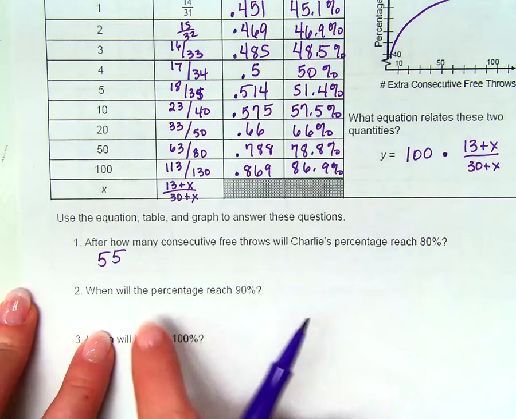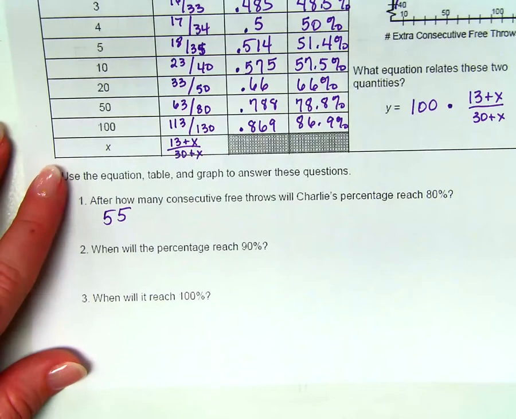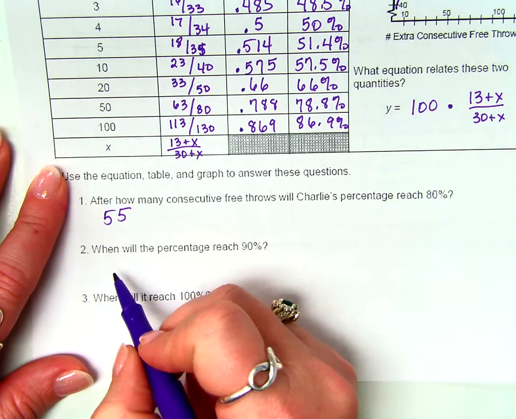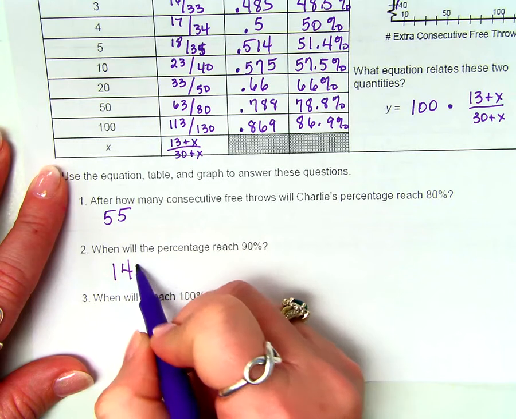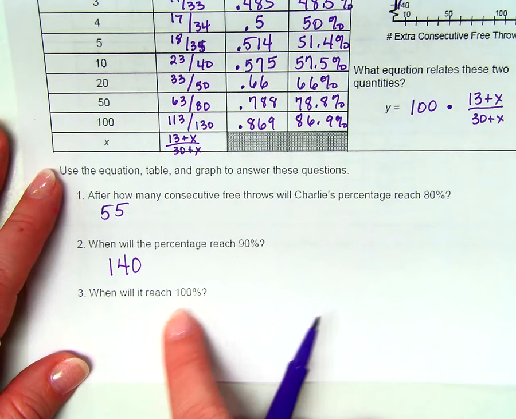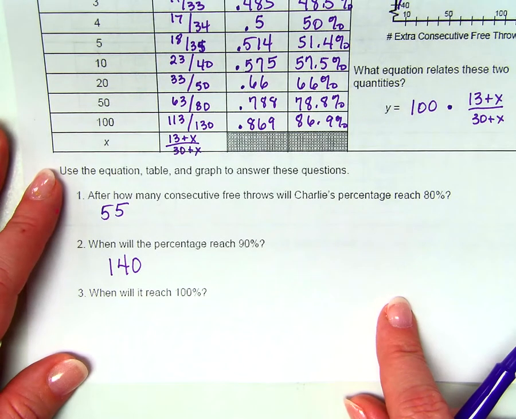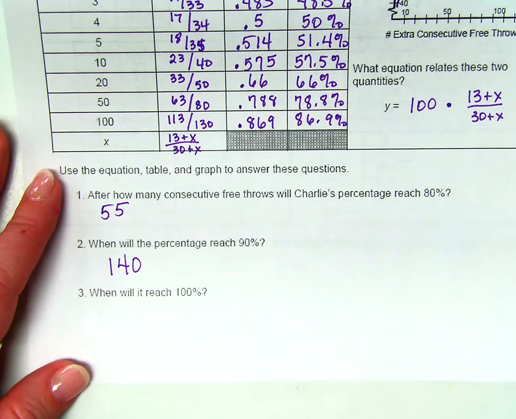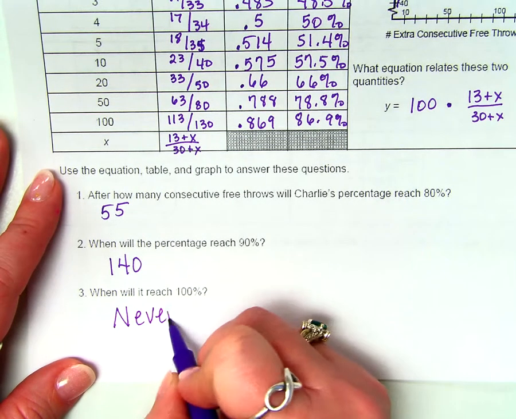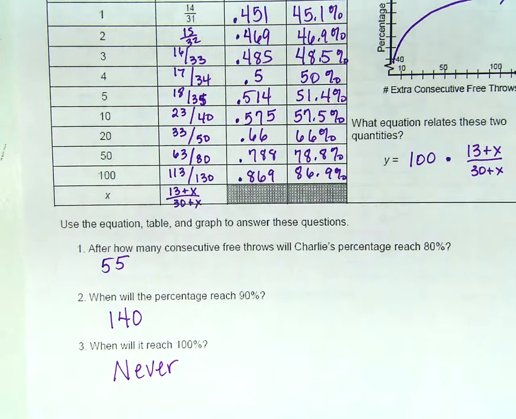Okay? When will her percent reach 90? You have to do quite a bit more scrolling for that one, don't you? Okay, let's say 140, because that's the right answer. Okay, 140 free throws. When will it reach 100%? Never. Never, ever? Once you miss, you can never have 100% anymore, can you?